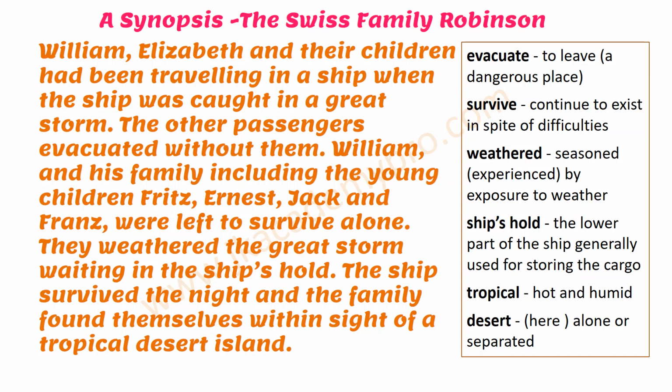Tropical is a place which is hot and humid. You'll have learnt in geography, isn't it? And desert here means alone or separated. So it was a deserted island, that is, there was nobody on the island, no people living over there. At such a place, the ship came and stopped. So they had to get down from the ship over there.